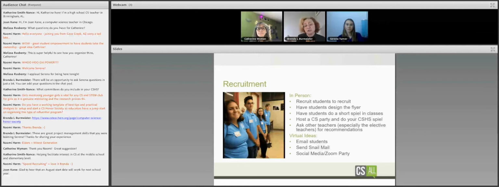And all of these are really great things that you can translate into virtual. I know we're all unsure right now if and when school's going to return. So you could email the students. You can send snail mail. We all love getting something actually in our mailbox, and so it's extra special. Turning that CS party into a Zoom party. Getting your computer science students to do social media posts and generate interest, and really getting the groove going for that.